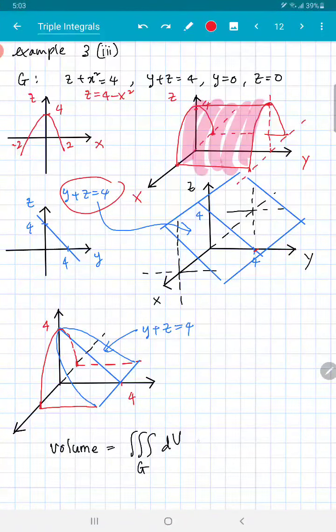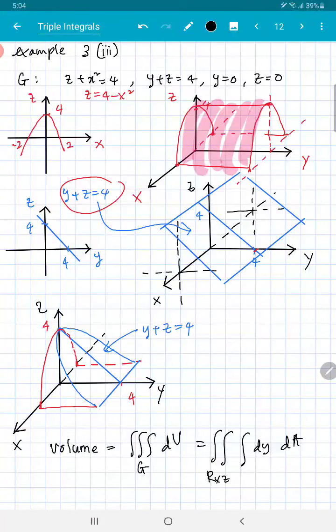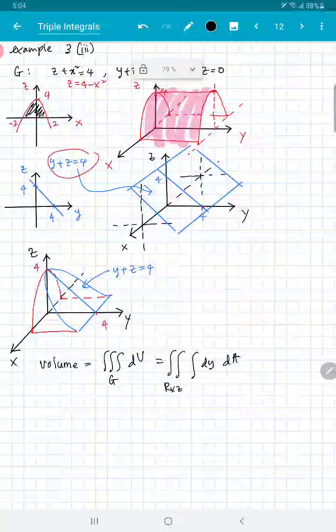So we want to integrate with respect to y first. Here we have dy first, and then dA is going to be a region on the xz plane. The region would be the region under the parabola but above the x-axis.